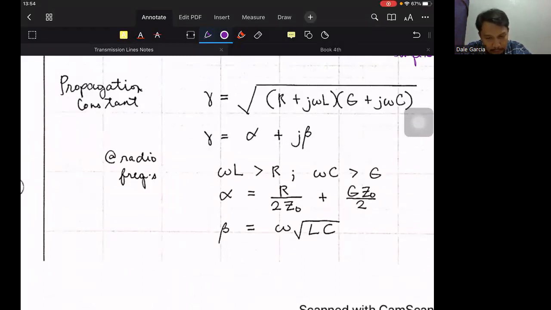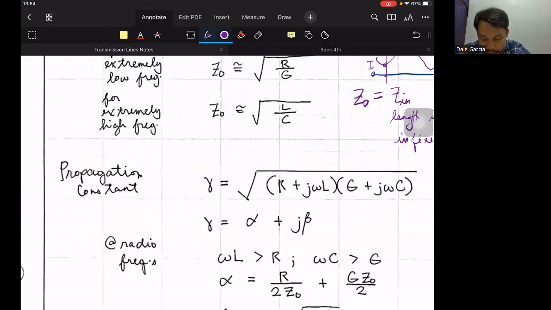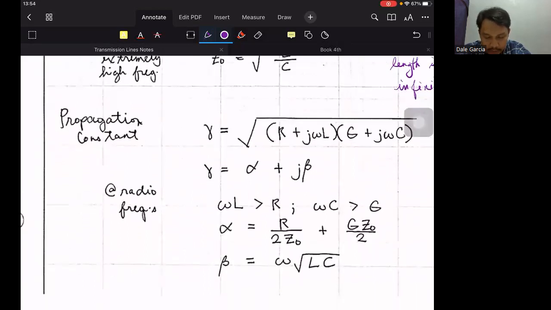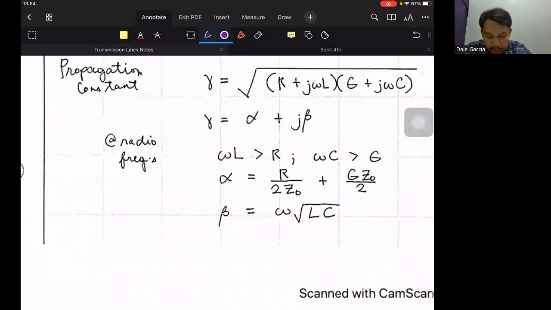I don't think we will reach those complex calculations today, but let's define it this afternoon nonetheless. So the propagation constant, defined by the Greek letter gamma, is equal to the square root of the product of R plus j omega L and G plus j omega C. It is also equal to alpha plus j beta.